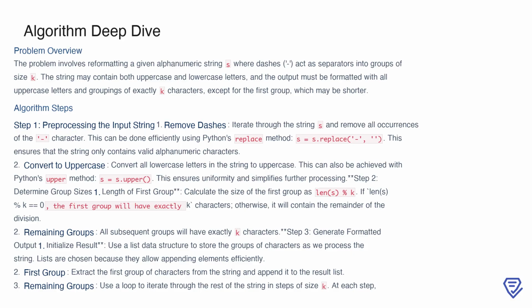After pre-processing, we calculate the group sizes. The size of the first group is determined by taking the remainder of the string length divided by k, using the modulo operation. If the remainder is 0, the first group will have exactly k characters. Otherwise, it will contain the remainder, which ensures proper alignment for the subsequent groups. The remaining groups will all have exactly k characters.